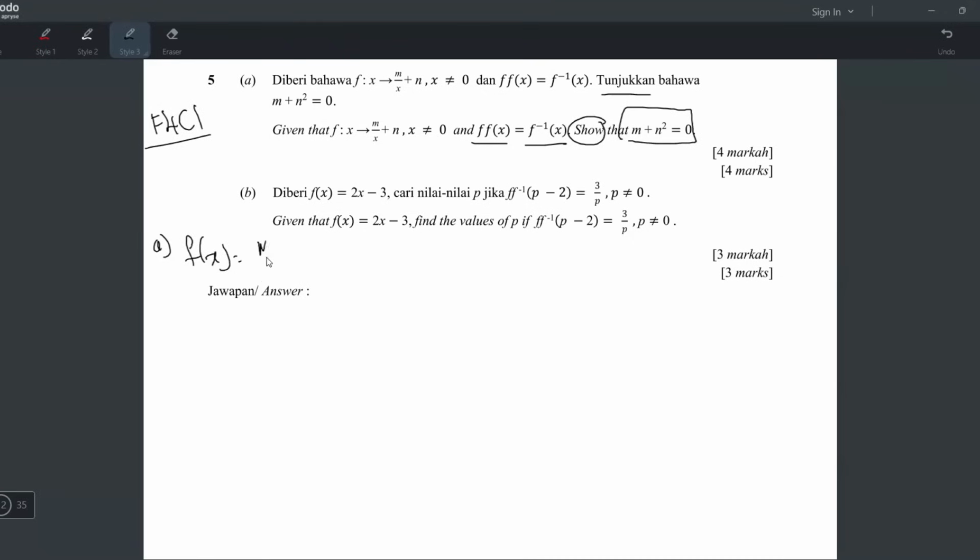f(x) equals m over x plus n. They also tell you that ff(x) equals f inverse x. So what will I do now? Find ff(x) and f inverse x, and then take both answers side by side and equate them. Okay, let's find the answer for ff(x) first. And I think I'll do it separately first. Later I'll combine both into one equation.